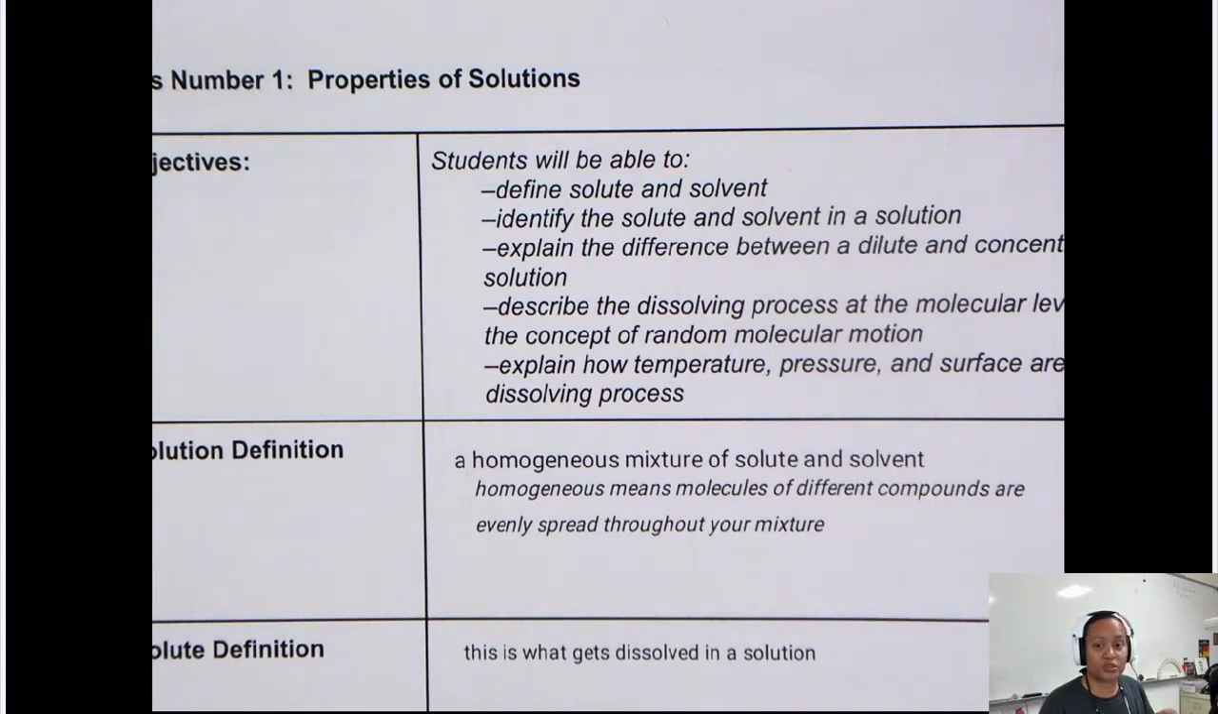Now there is what is called a heterogeneous mixture. And then you can have a homogeneous mixture, which would be a solution. Homogeneous, however you want to say it. I tend to say homogeneous. So homo means the same, so that means your particles or whatever you have is mixed evenly throughout.